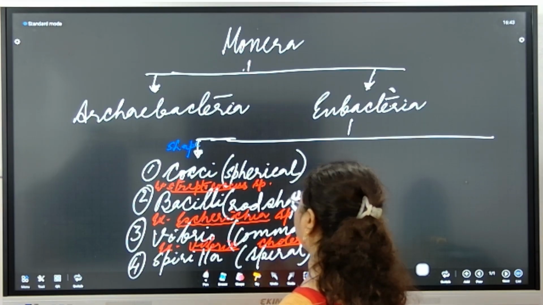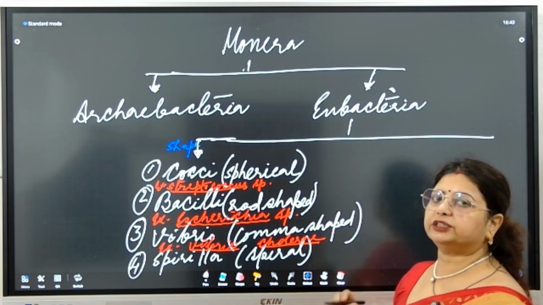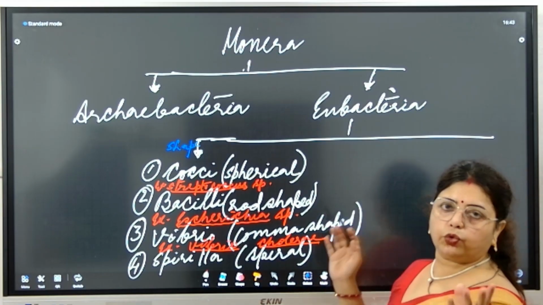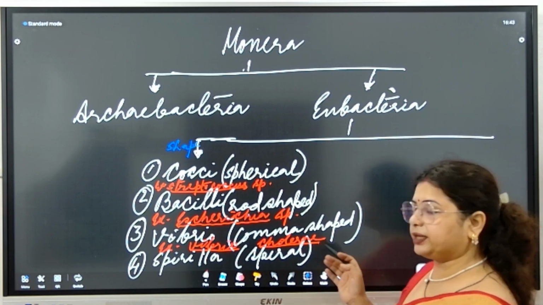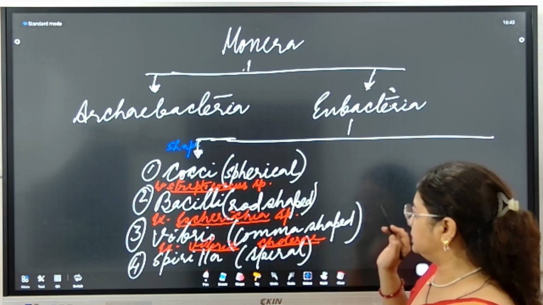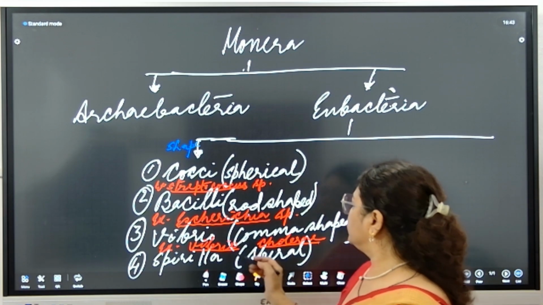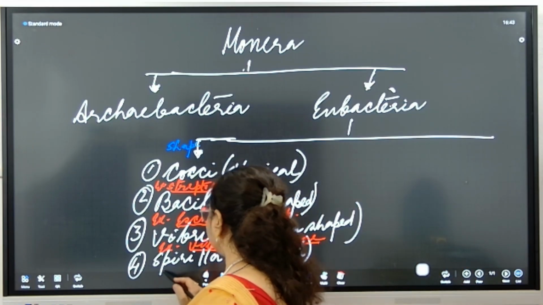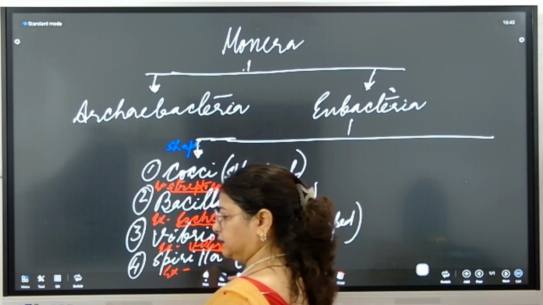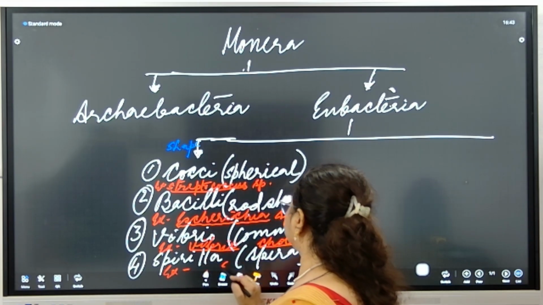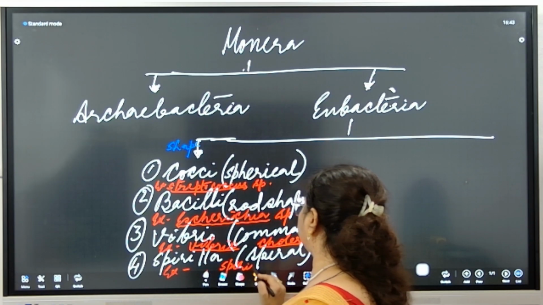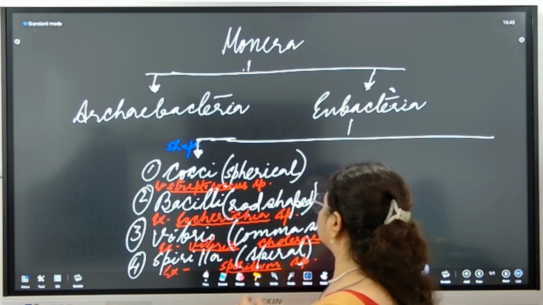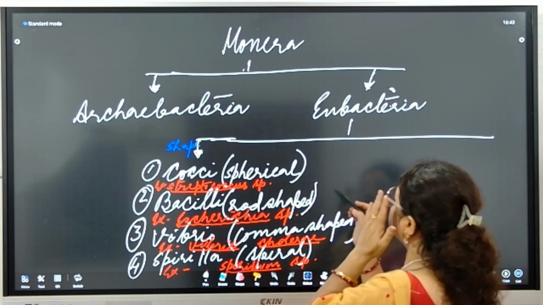You will get all this in my notes, already available with other students. Those who have missed the class will take the notes. I cannot write the whole note on the board because it will take too much time, so I will give important parts only on the board. So spirilla, that is spirillum. The example is very easy. This is the genus and this is the species. So this is according to the shape.